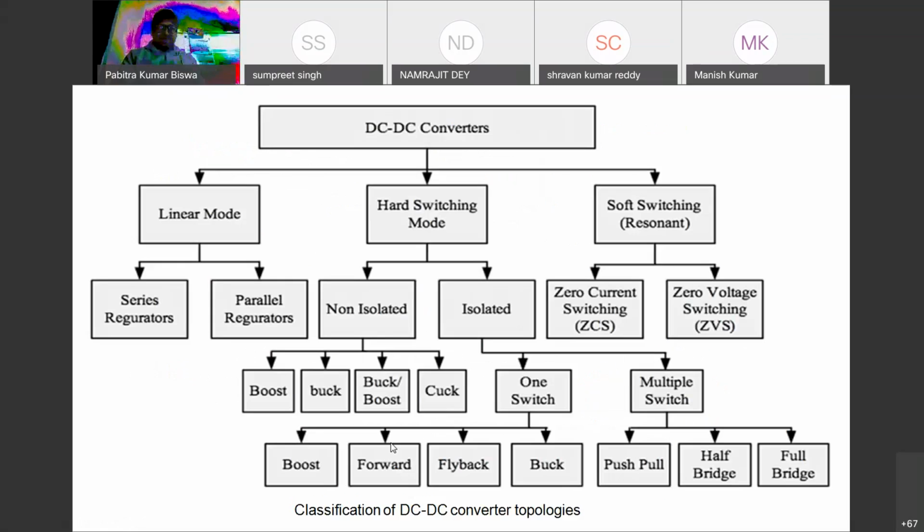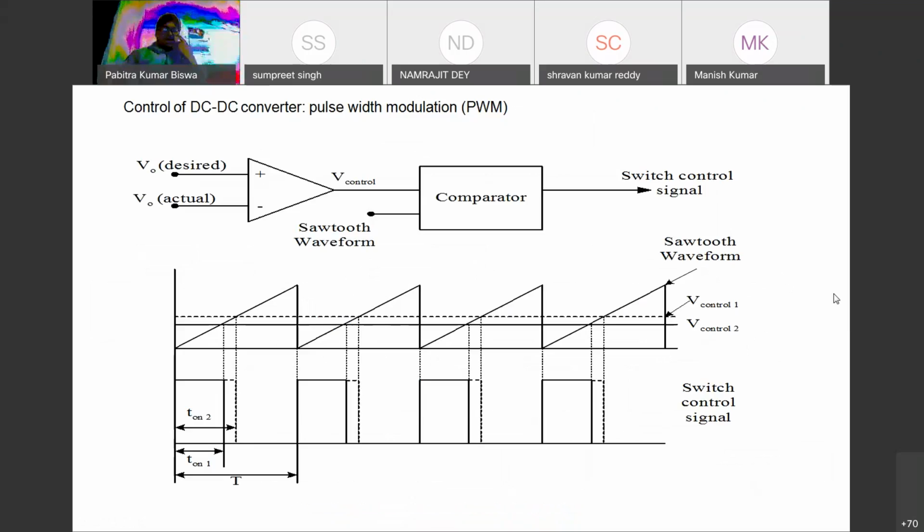There are different types of DC to DC converters available. We will discuss here buck, boost, and buck-boost, and different types of isolated converters: half bridge, full bridge, forward. I will also discuss soft switching, resonant converters, ZCS and ZVS, and control of DC to DC converters by pulse width modulation.